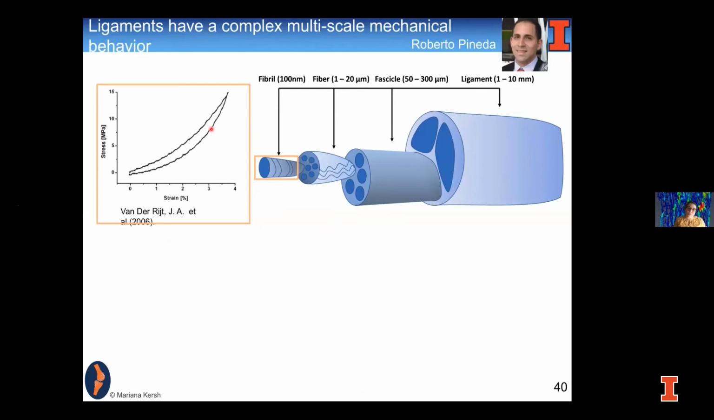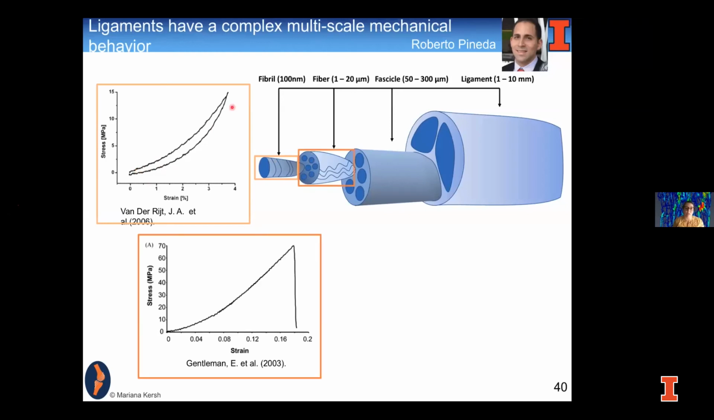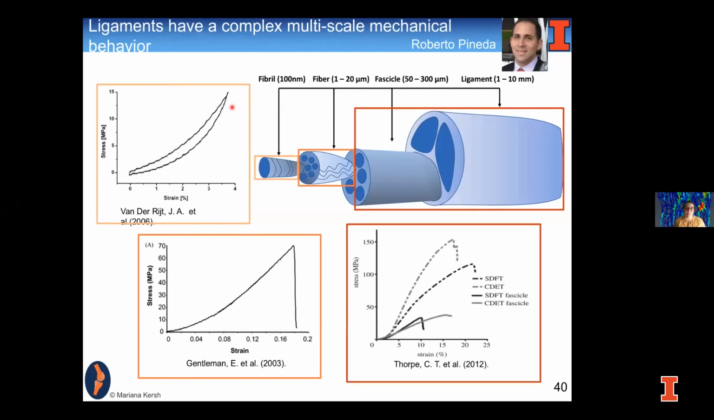There's hysteresis shown here. And if we look at just a single collagen fibril, or a set of collagen fibrils, we can see that we get nonlinear behavior at every single length scale. And if we move up to the fiber level, we still see this exact same behavior. So our question is, how do we use this information to architect this artificial ligament, and what should we make it out of?